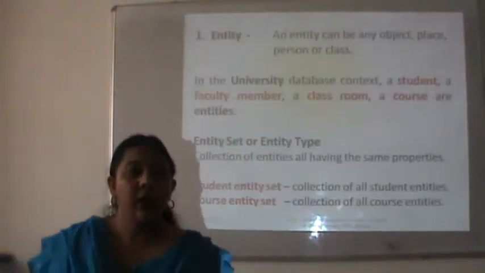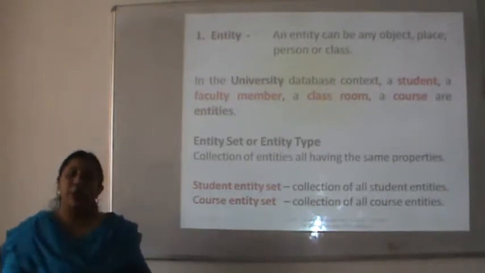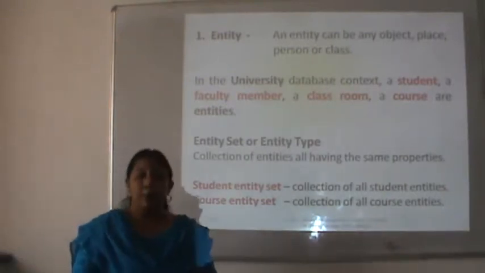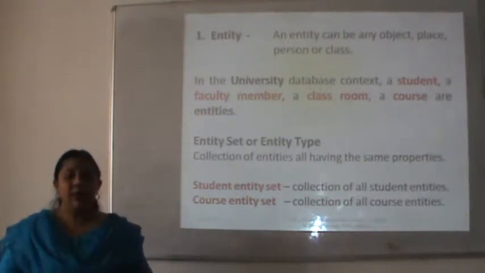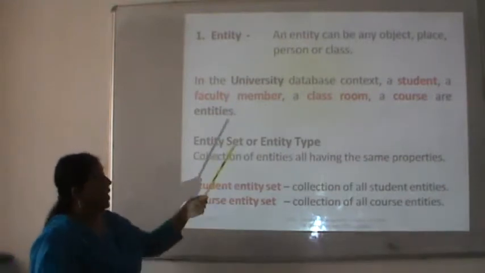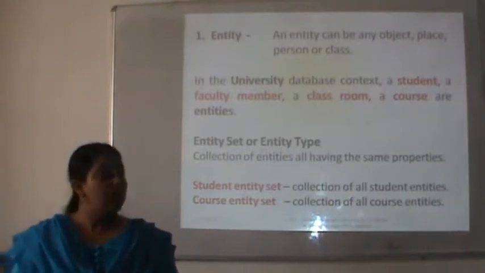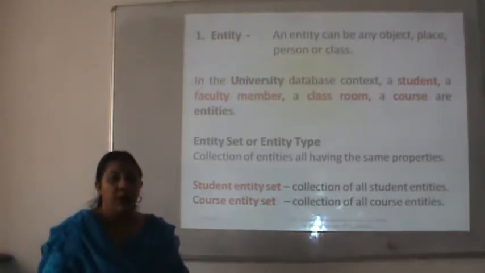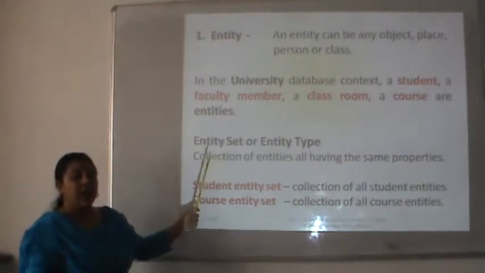An entity can be any object, any person, thing, or class. If you take the example of a university database, the entities can be a student, a faculty, a department, a course, a classroom. And then what is an entity set or entity type?